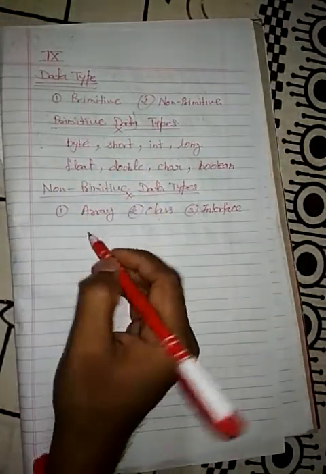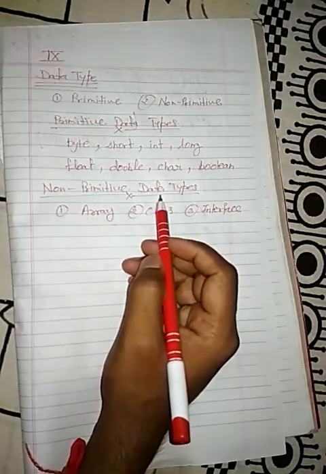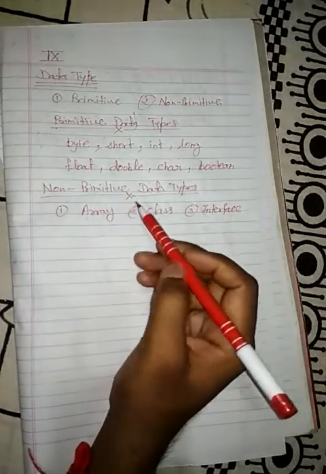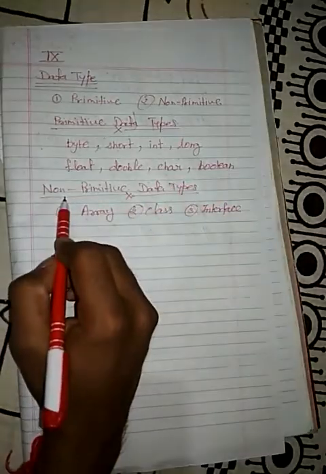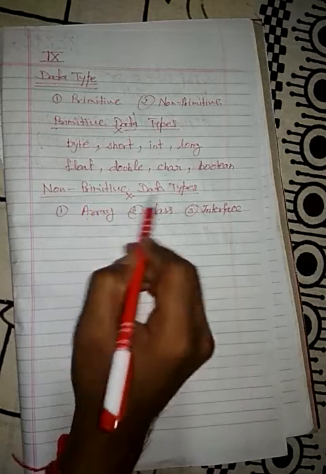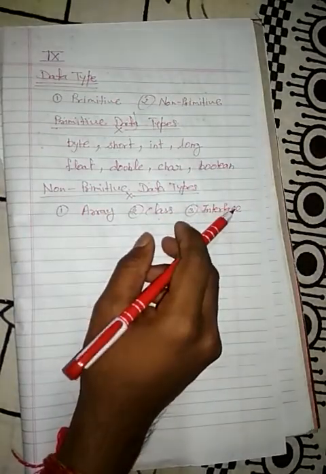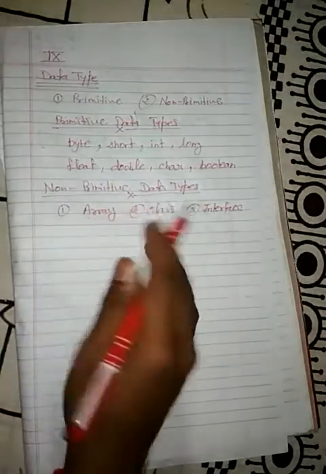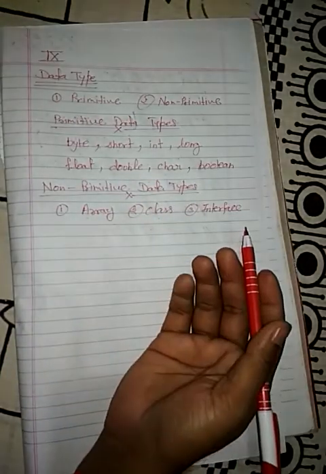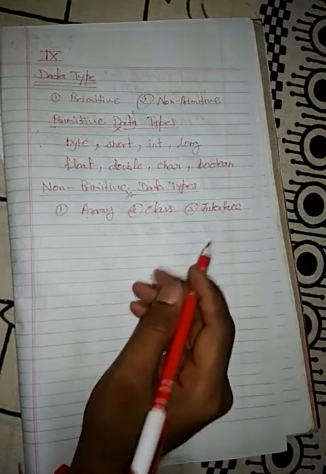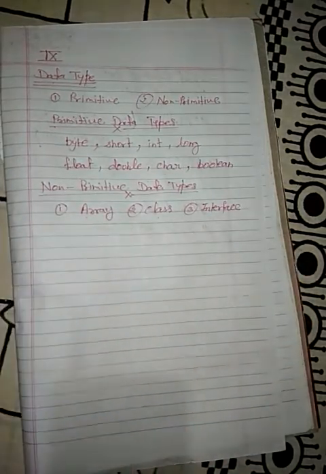One more thing you have to know, that non-primitive data type is also known as referential data type or composite data type. Mind this point, because it is asked in the board question: write the name of referential data type, write any two composite data type. It is always asked in the board.